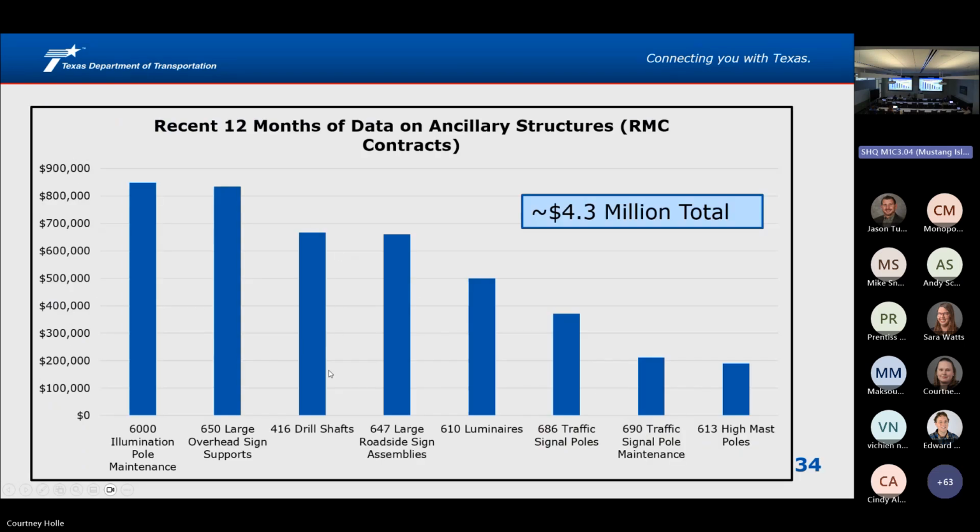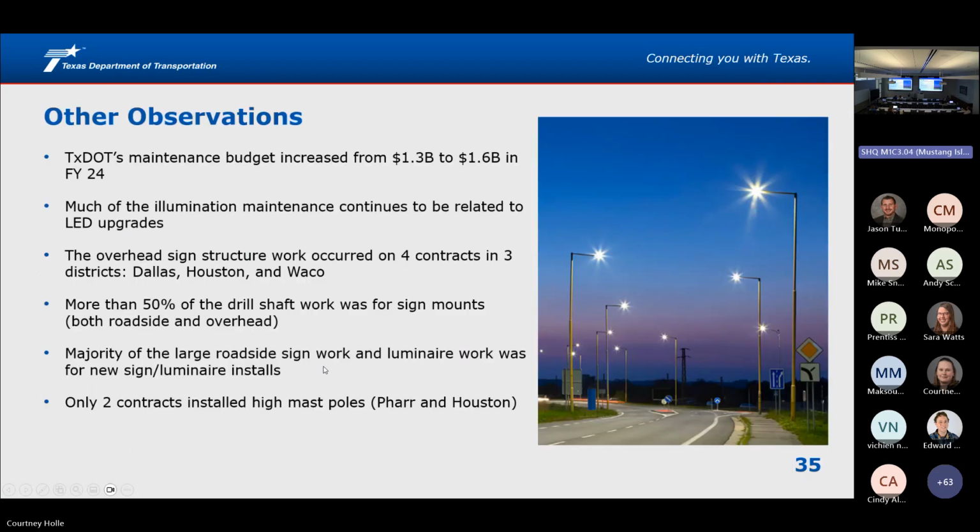We use these for traffic signals, luminaires, and sign structures, so that pay item really cuts across all 3 of those pillars. Looking at the data more closely, my observation was most of that was related to sign mounts. I saw both overhead signs and roadside large sign structures. I think Ralph already talked about some of the work going on there with the standards.